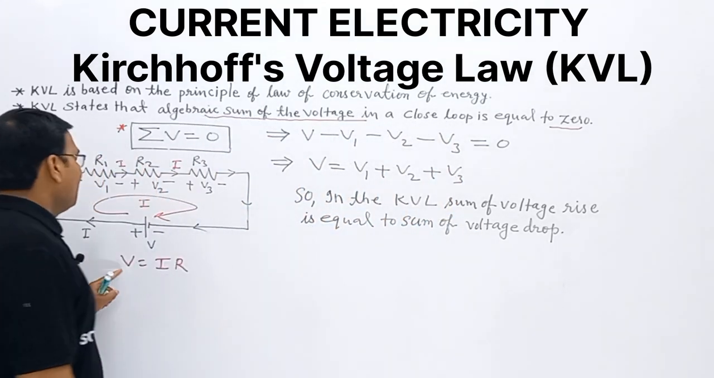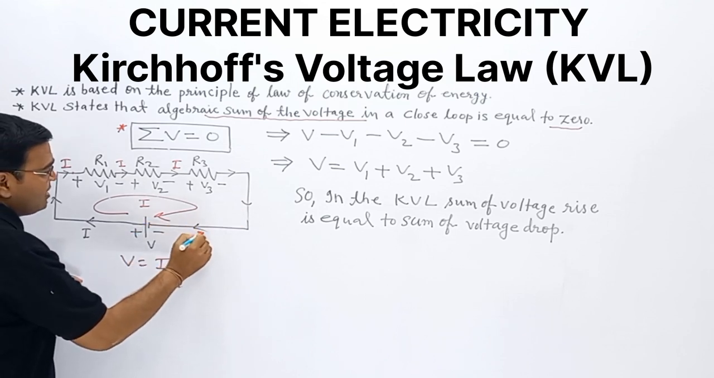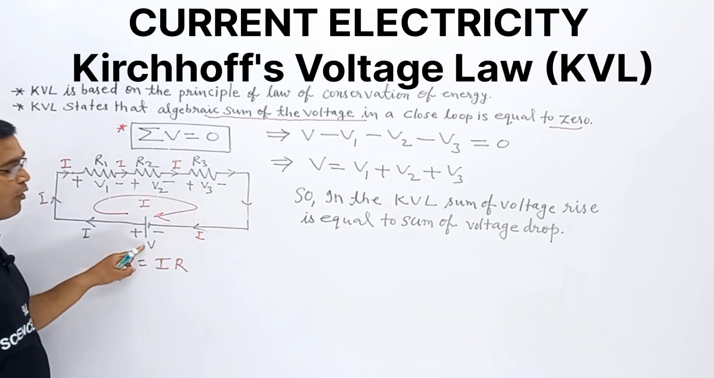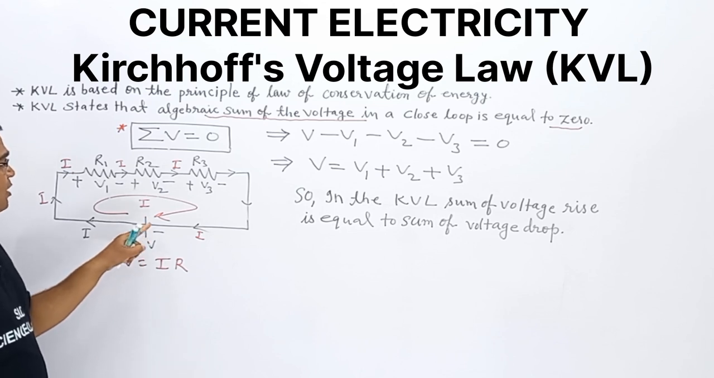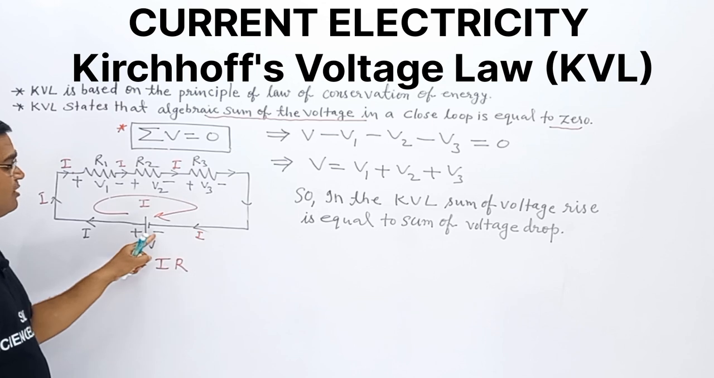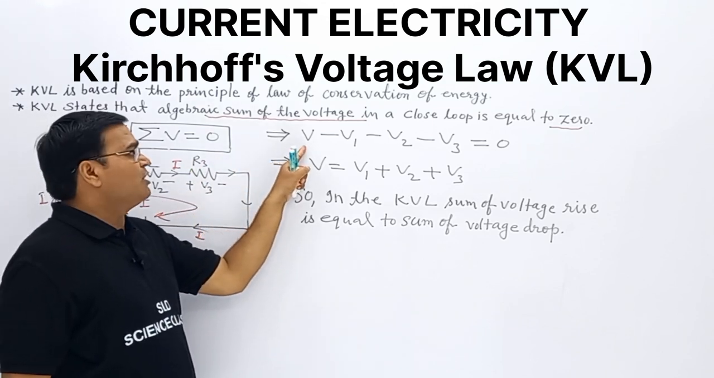Observe what I am saying. Now this current I is flowing in this circuit. Current I is entering the negative terminal. So we want the voltage sum. Sum of voltage means we will take each voltage. For this voltage, current is entering the negative terminal, so what will the sign of the voltage be? Positive. We will take positive.